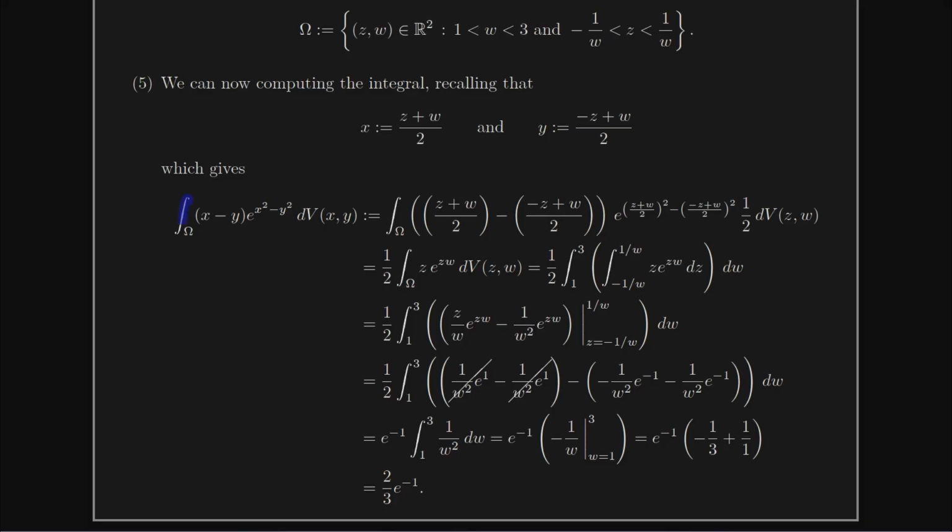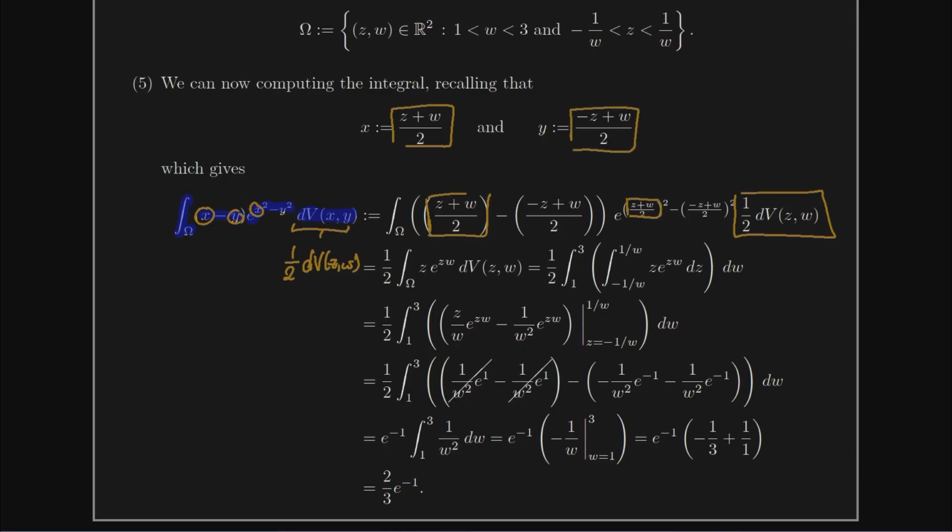Let's recall what the integral said. It said integrate over omega (x minus y) e to the (x squared minus y squared) against the volume form of x and y. Of course, we're going to replace this volume form with 1/2 times the volume form of z and w. That's what I have here. And then we're going to replace x with its version in z and w, which is (z plus w) over 2, and there's two cases of x here. And then we have y in its version in z and w, which we'll replace with (negative z plus w) over 2, and another case of it.